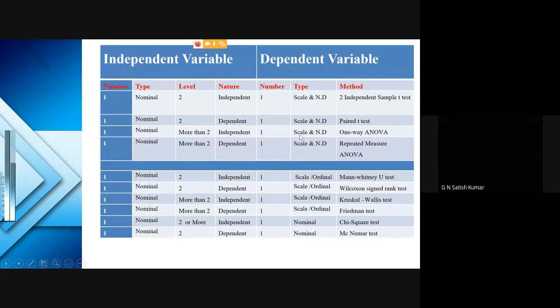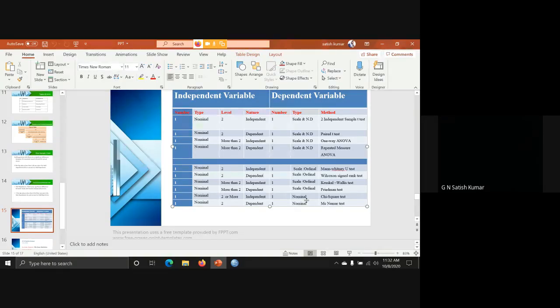In one-way ANOVA, we must have the assumption that the scale data should be ND, meaning normally distributed. But we don't have the same condition in Kruskal-Wallis. In Kruskal-Wallis, the dependent variable can be scale data or ordinal data, and for scale data we don't have a condition that it must be normally distributed. Even if the data is not normally distributed, we can use this Kruskal-Wallis test. Is it okay?